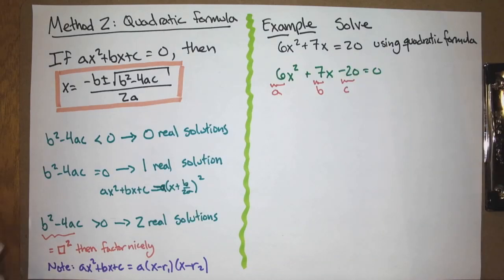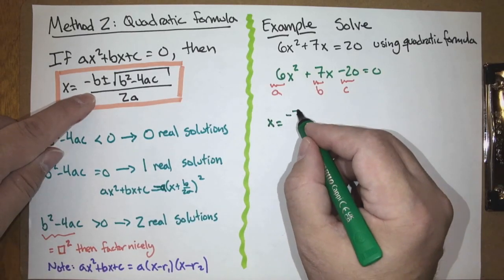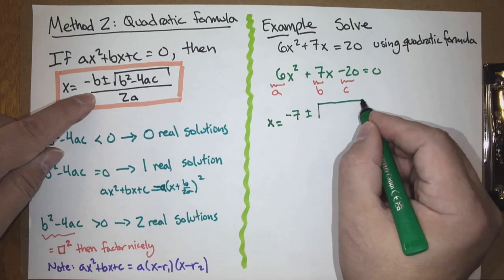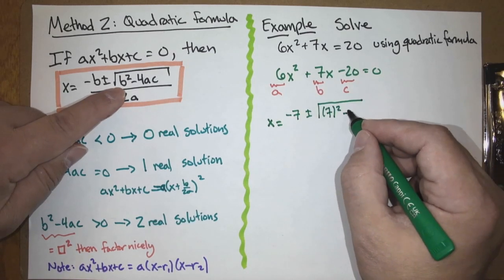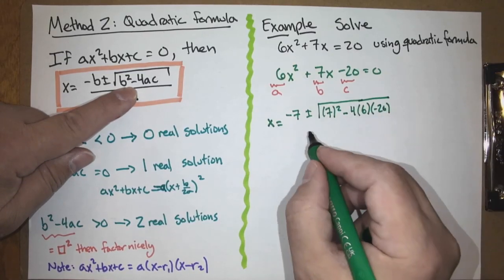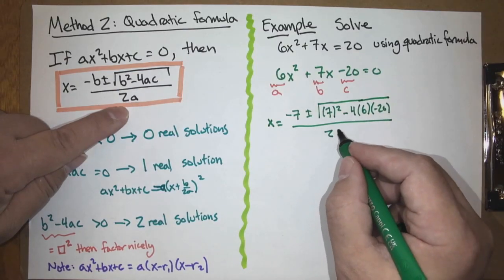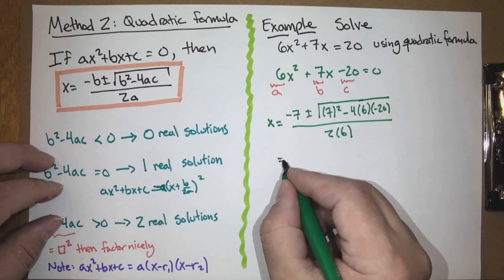All right, well, we just write this down. So x equals negative b, negative 7, plus or minus the square root of b squared, 7 squared, minus 4 times 6 times negative 20, all over 2 times 6. So once you write it in the right form, figure out your coefficients and just plug them into the formula. And now the rest of it is, let's see if we can clean it up a little bit. A lot of the work will be on the inside here.